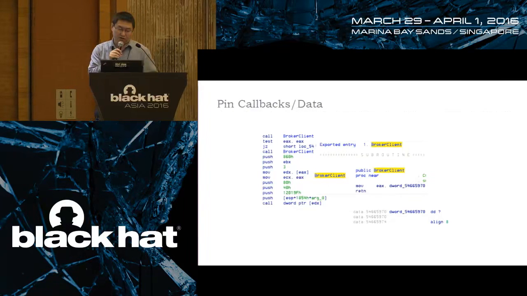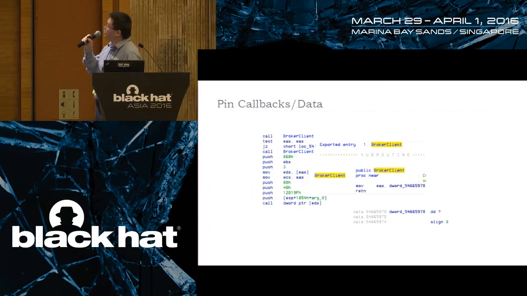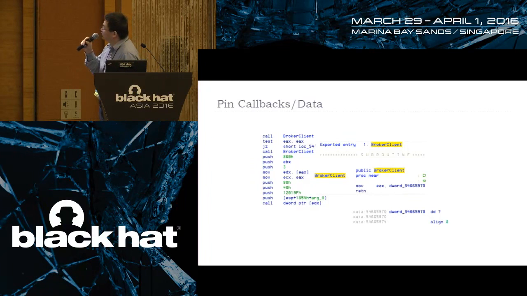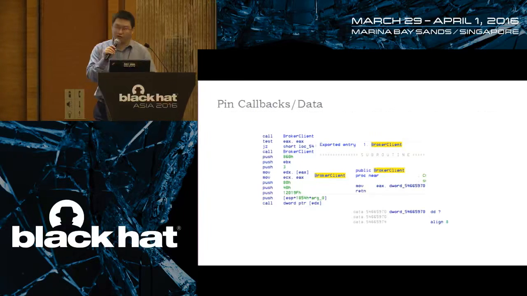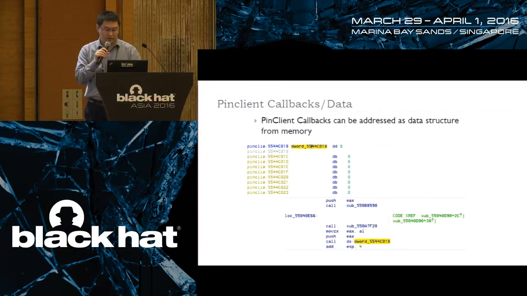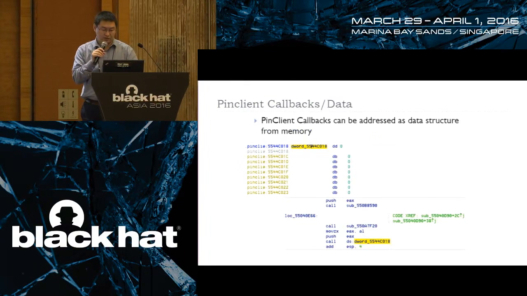So here is one example. In the Pin callback, you see some data you can easily change, but that data could be used as a callback, or some data derived from it could be used as a callback. That means you can control it, right? Also, in Pin itself, the Pin client callback is kept in memory as a data structure. That's another example. If you change the memory, then you can take over the control flow, because once the call happens, it calls into whatever place you point to.